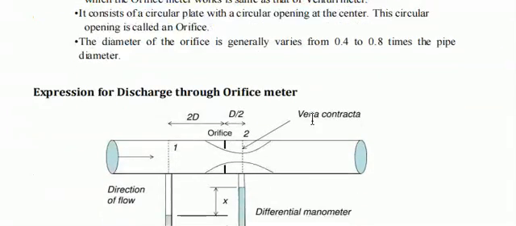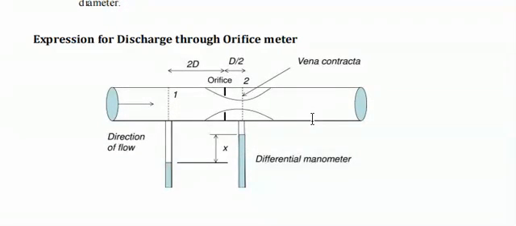Now if you see this figure, it shows the orifice meter plate. This is the direction of flow, and this is the pipe. Inside that pipe the fluid is flowing. This is the orifice plate, the black line is the orifice plate. So there is one circular plate, and inside that circular plate we have one hole.